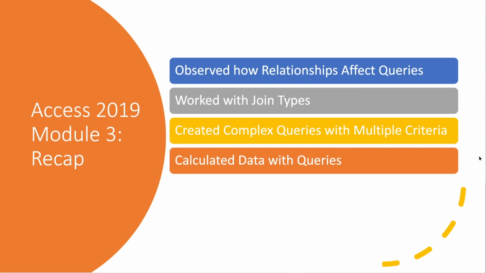So just to recap Module 3, we learned how relationships can affect queries by the different join types, right? So you learned about the inner join, the outer join, all of that kind of stuff. You have reference in this PowerPoint slide deck so you can study more about join types. Then we created complex queries with multiple criteria, and we did some calculations in queries, and we did some summarization as well.